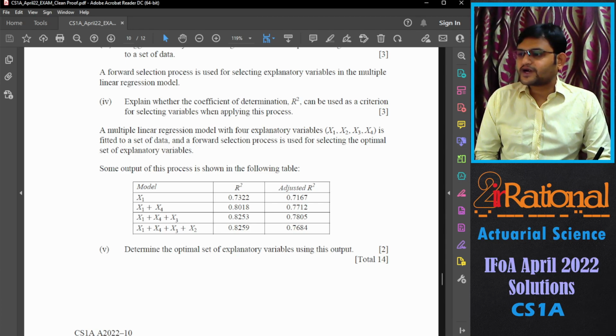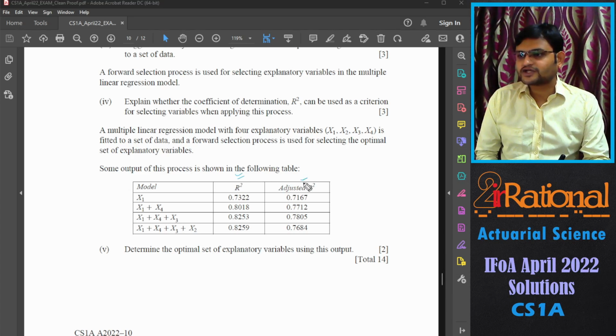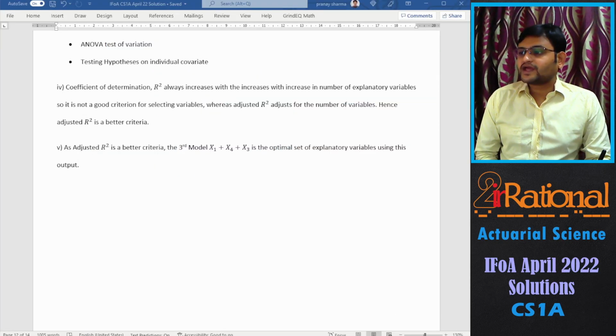So for the last part, they have given us some models with some r square values as well as adjusted r square values. We have to determine the optimum set of explanatory variables using this output. So as I said, all of the r square values will always be increasing, but for adjusted r square, we can see this is the highest value. So this model would be the most optimum set of explanatory variables. As the adjusted r square is a better criterion, the third model, x1 plus x4 plus x3, is the optimal set of explanatory variables using this output.